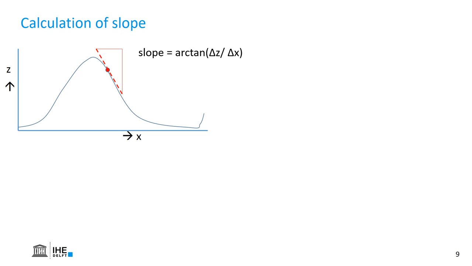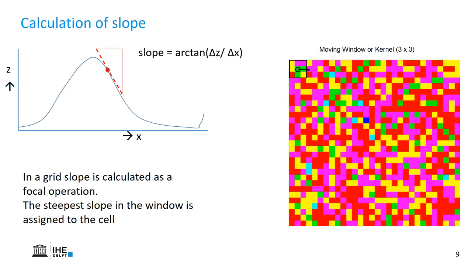Now this is for a graph, but how do we calculate the slope in a raster? Therefore we need to use a so-called moving window, because we need to calculate the slope to the surrounding pixels. So we consider the pixel in the middle of a 3x3 moving window, and we assign the steepest slope to the pixel that we consider. And then we move the window to the next pixel and we calculate again the slopes to all the directions, and we assign the steepest slope every time to the center pixel that we consider. So this is a focal operation that we discussed in another video.